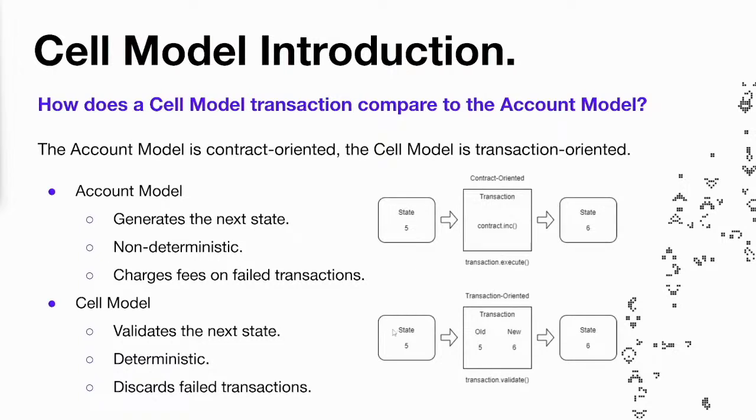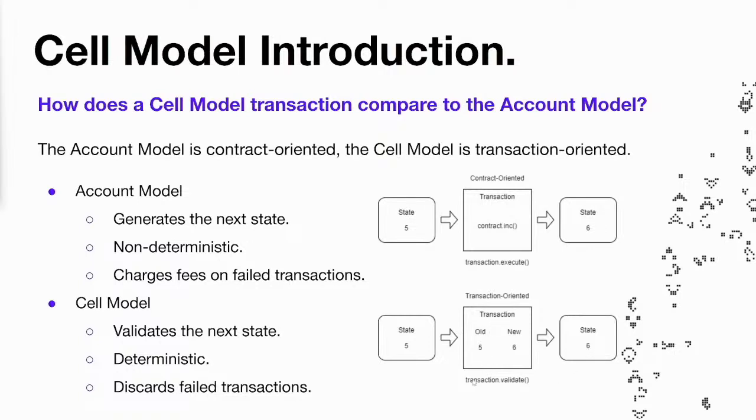So in the cell model, it's a little different because it's transaction oriented. Let's start at a state of 5, just like we did with the contract. The transaction contains the old value 5 and the new value. This is what you want to change it to. So before you even broadcast this transaction, you know what the result will be. It cannot be anything other than 6. And once this transaction is sent and confirmed, the old value is replaced with the new value, and the new state is updated to 6.